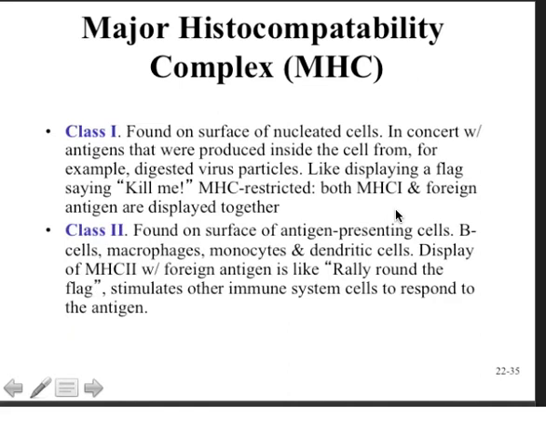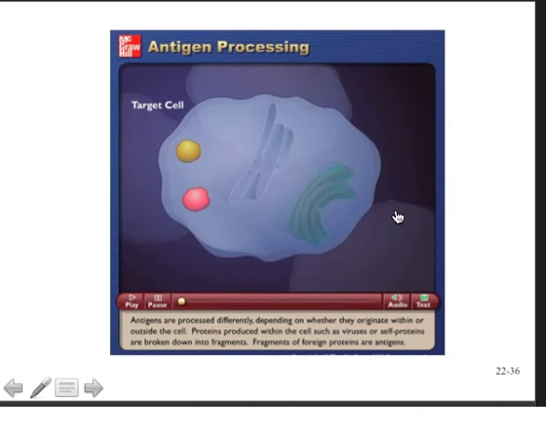Class 2 are found on the surface of an antigen-presenting cell. The B cells, the macrophages, the monocytes, and dendritic cells are all examples of cells in this class. They display MHC2 with foreign antigen, and this is a signal that says rally round the flag. It stimulates other immune system cells to respond to that particular antigen. So let's take a look at how antigen processing operates.